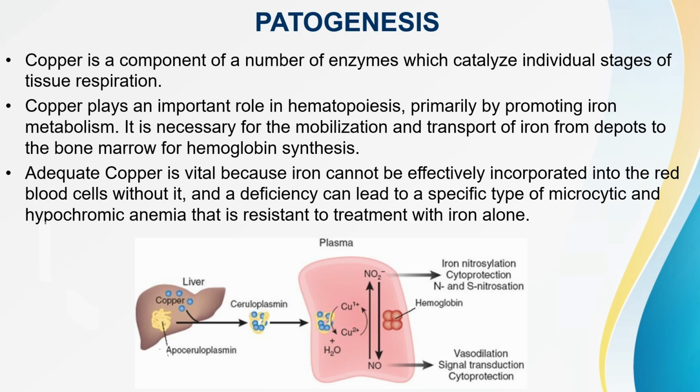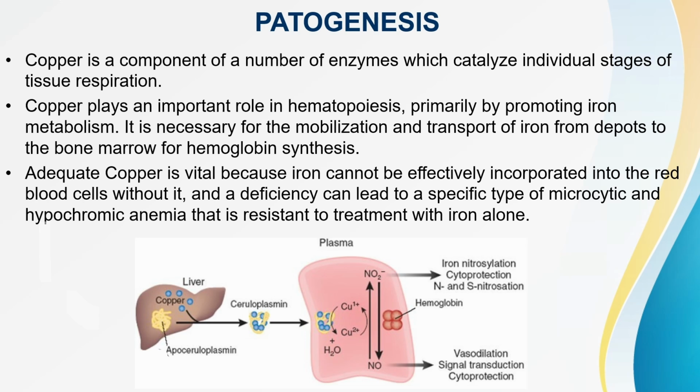Pathogenesis of hypocuprosis. Copper enzymes are ceruloplasmin, cytochrome oxidase, tyrosinase, amino oxidase, which catalyze individual stages of tissue respiration. Copper plays a crucial supportive role in hematopoiesis, primarily by promoting iron metabolism. It acts as a cofactor for enzymes, such as ceruloplasmin, which are essential for mobilizing and transporting iron from storage sites to the bone marrow for hemoglobin synthesis.